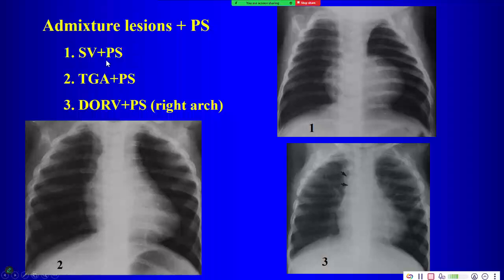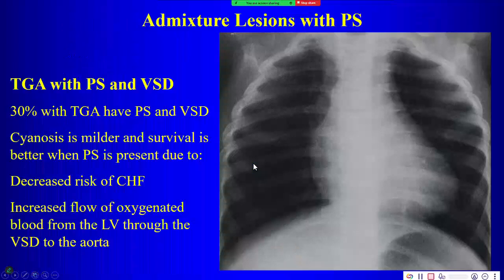So all of these are examples: single ventricle, transposition, double outlet right ventricle, with superimposed pulmonic stenosis, the radiographic manifestations of decreased pulmonary blood flow, upturned apex, sometimes even, it will look like Tetralogy of Fallot. And clinically, it will also resemble Tetralogy of Fallot. Okay? So, transposition with pulmonic stenosis and VSD, 30% of transpositions have pulmonic stenosis and VSD.